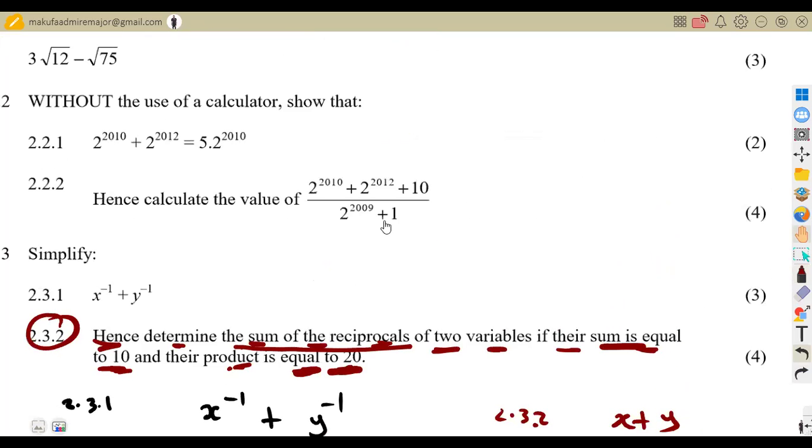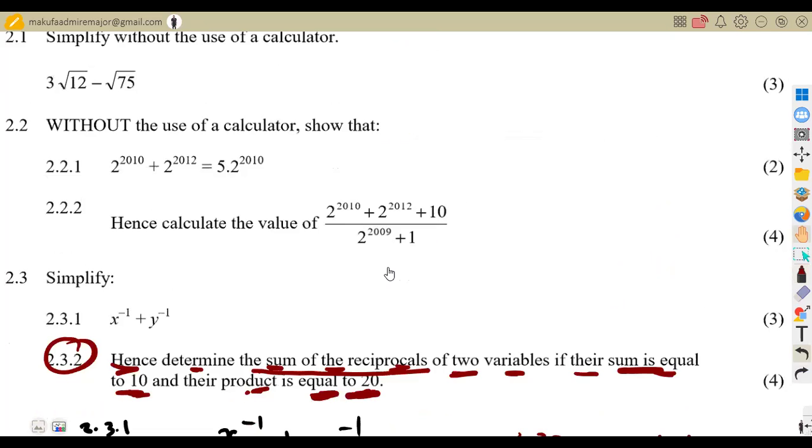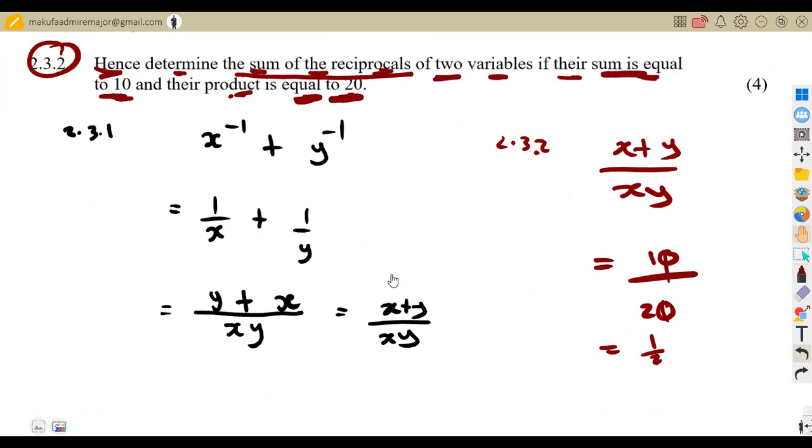So guys, be very, very careful in your simplification. You ought to understand how your questions are given and how to simplify those typical questions in your exam.